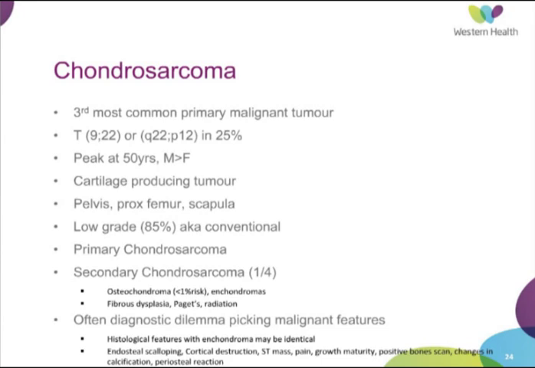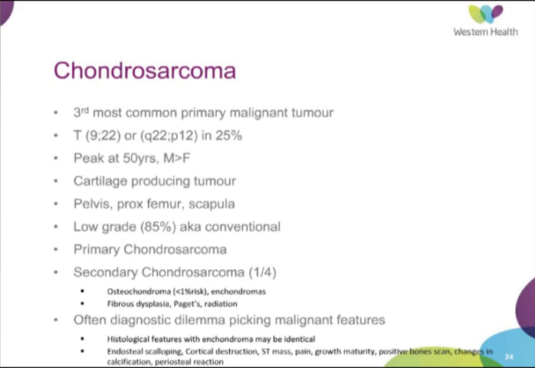And the so-called primary chondrosarcoma, which is thought to arise as a tumour from the very start, whereas secondary chondrosarcoma is associated with a pre-existing osteochondroma or an endochondroma. It can also be associated with previous fibrous dysplasia, Paget's disease, or radiation.